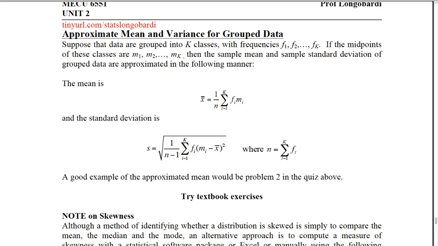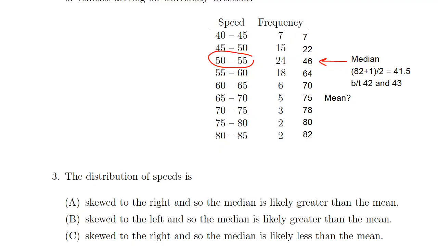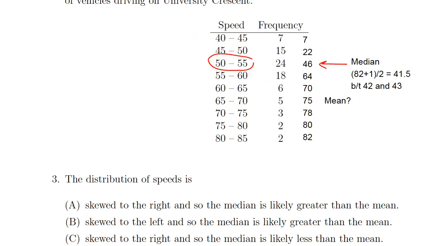So if data is in groups or classes, like in the example we were just looking at, since you don't have the actual values, you just have these groups, right? So what you have to do is find the midpoint. Use the midpoint as a substitute for each of these.